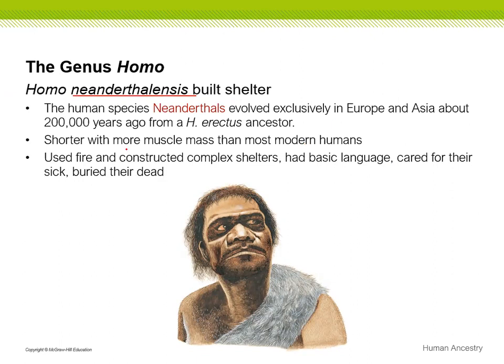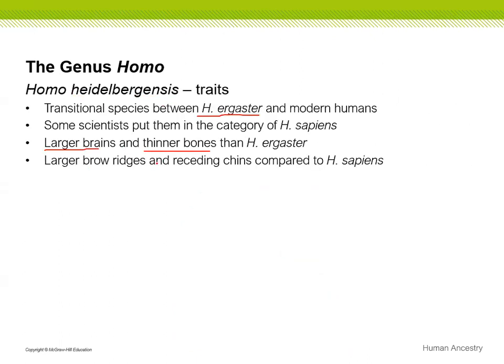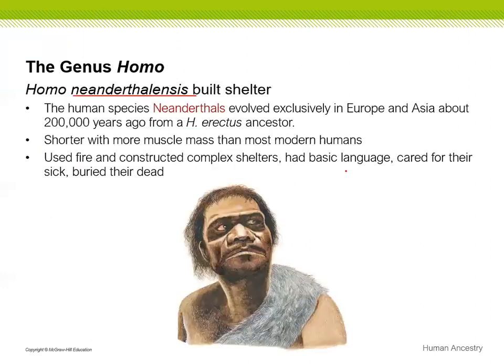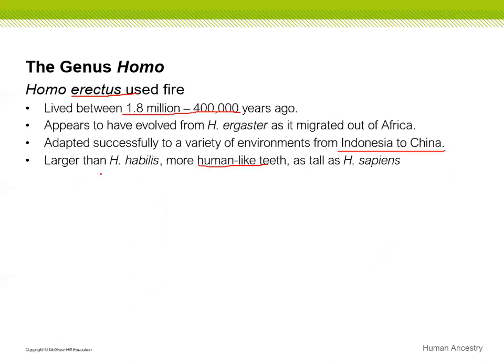We actually went shorter. Before, Homo erectus was as tall as Homo sapiens. We've gone shorter though. It does have a biological advantage. We've gone shorter, but now we've gone thicker, more muscular, thicker bones. So we went from this trend of taller and thinner, taller and thinner, to now Homo Neanderthal, shorter, sturdier. So shorter, more muscle mass, and they used fire, as all of these did.